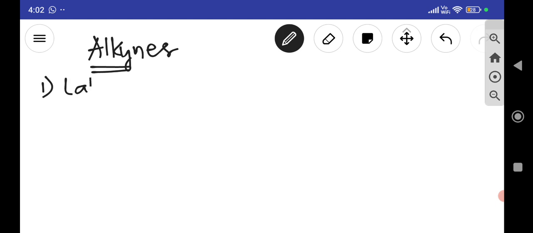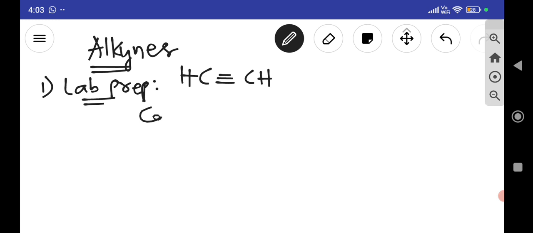Next, the third hydrocarbons, that is alkynes. So how are we going to study the preparation and properties? First one, laboratory preparation of ethyne, CH triple bond CH. What are the reactants here? That is calcium carbide and water. So calcium carbide and water.